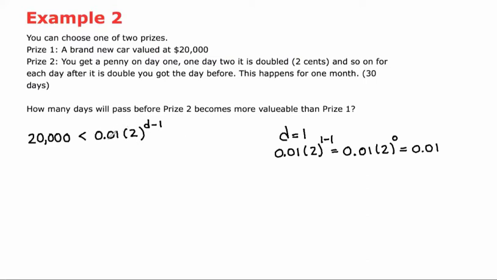So let's solve this inequality. First thing we're going to do is divide both sides of this inequality by 0.01.